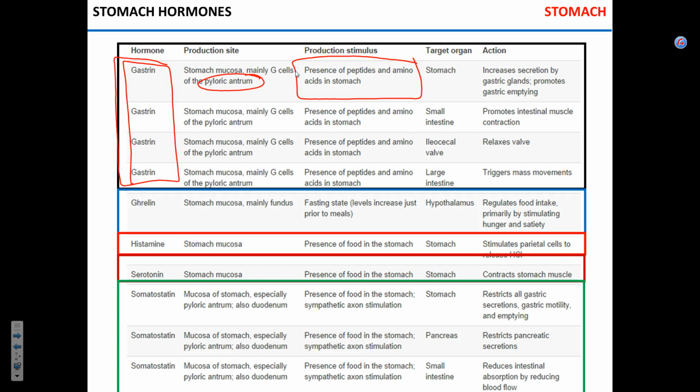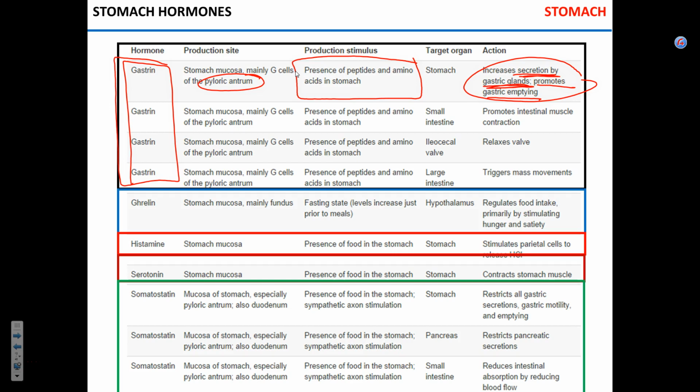Now, remember negative feedback. If you have food in a certain part of the alimentary tract, what do you need to do with that food? Break it down, digest it. So gastrin will stimulate digestive activities, such as secretion by gastric glands, read hydrochloric acid and pepsinogen. Clear? It will promote gastric emptying, read contraction of the smooth muscles and pushing the food into the duodenum. So far, are you following me?